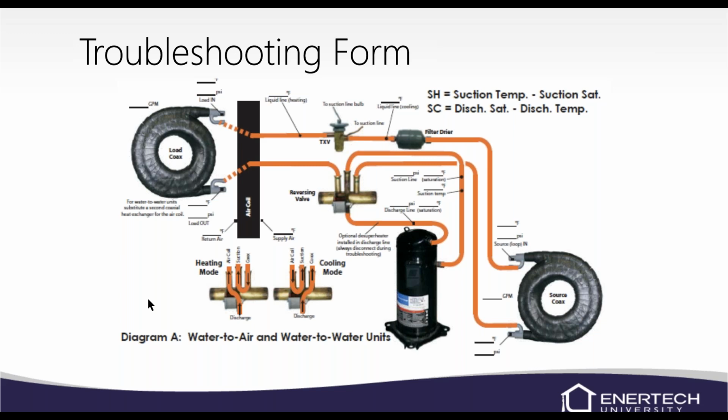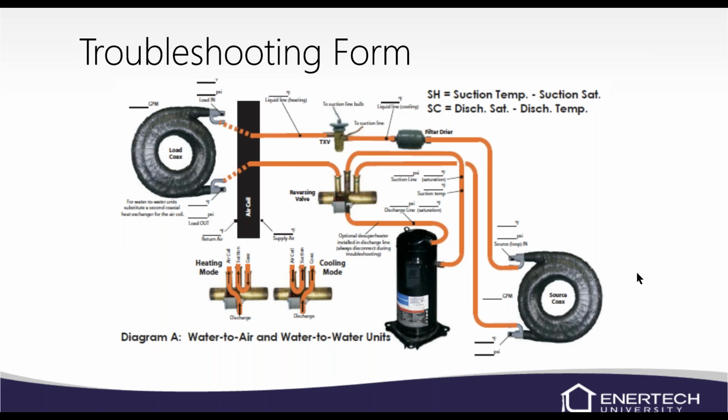If you just want to check performance on the unit and see how it's operating, then we can check heat of extraction or heat of rejection, and that'll tell us performance. If the performance is off, then we go to the superheat and subcooling readings, but only after we've decided that our heat of extraction or heat of rejection calculation is not correct.